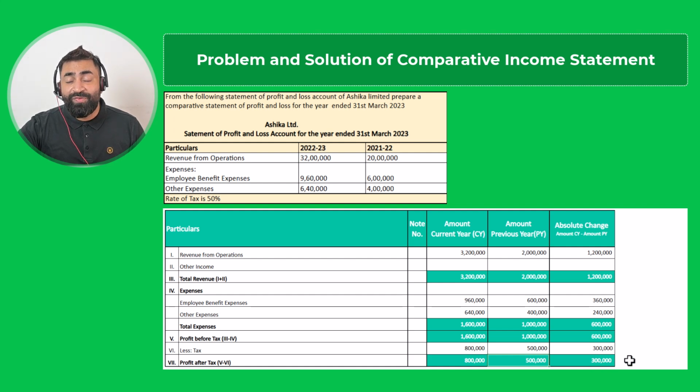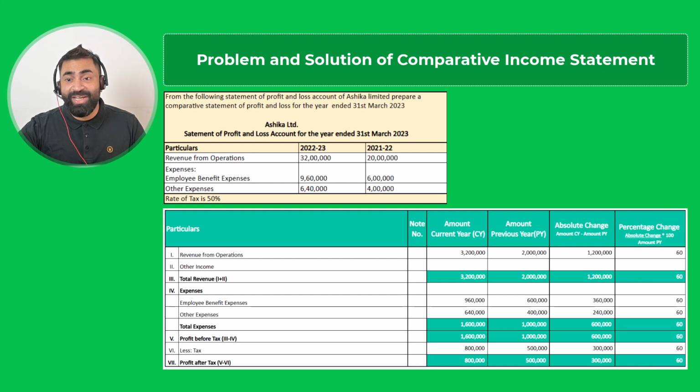All right. And the final thing missing, and that is the percentage change. Before I show that up, remember the formula. The formula for percentage change is absolute change divided by the amount of previous year into 100, and you got to do it for each and every item on your income statement. So let's bring that one. All right, there you have it. Percentage change, absolute change by previous year into 100.